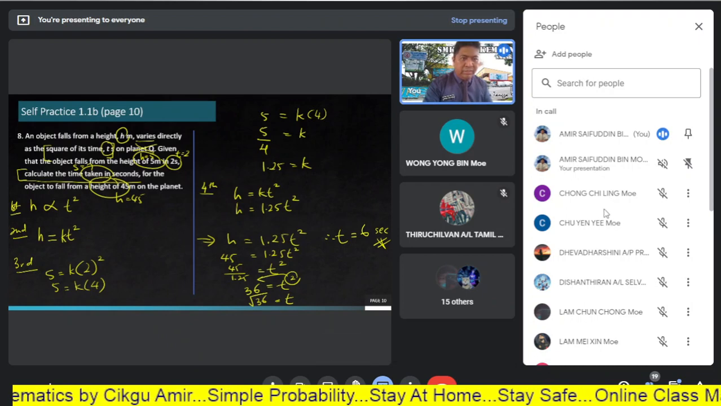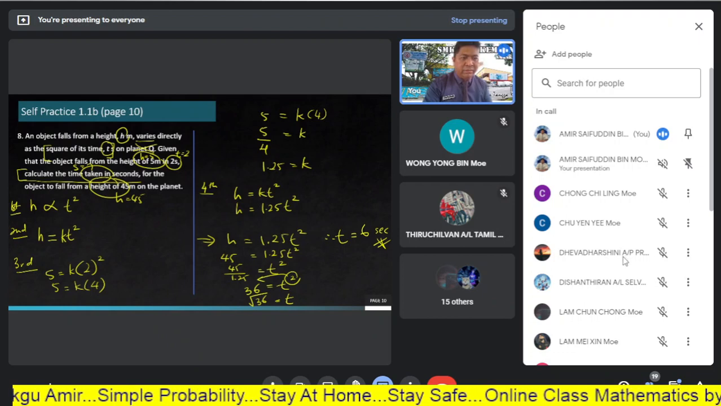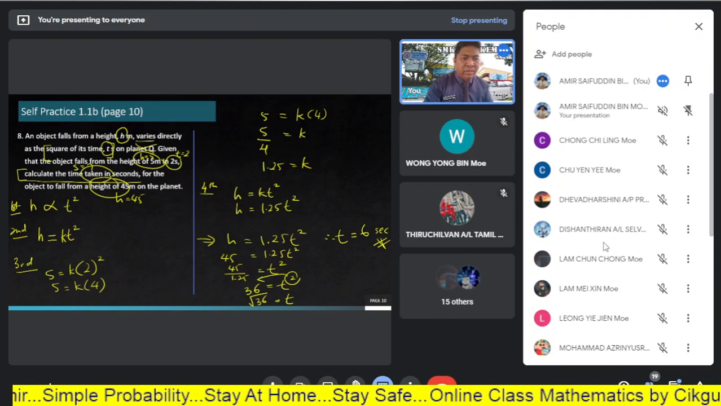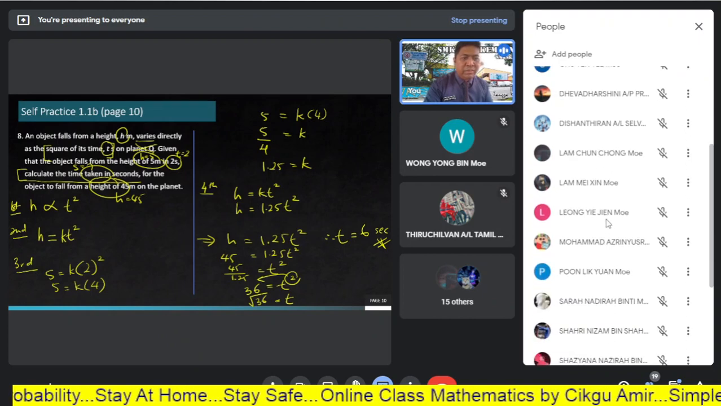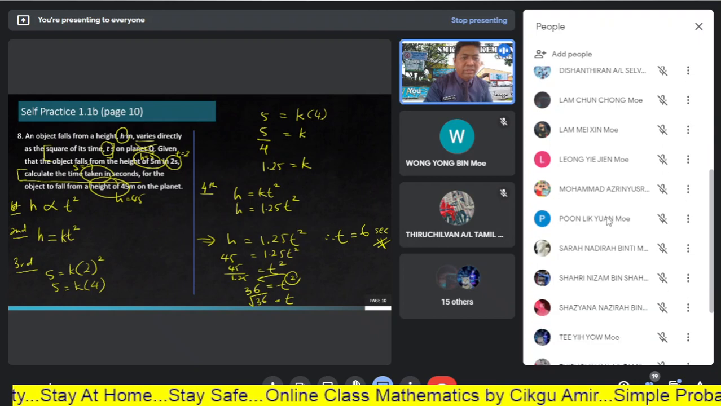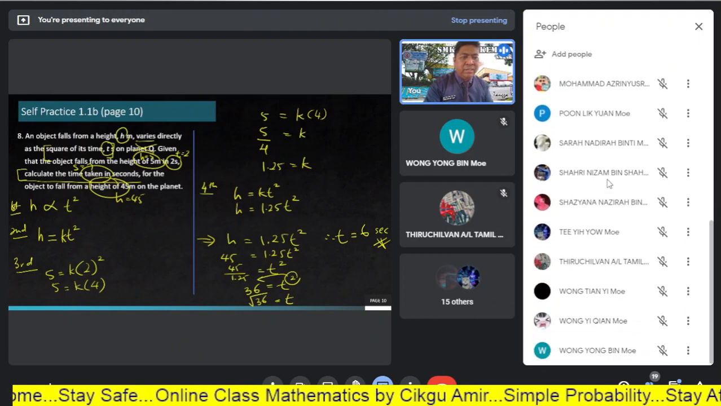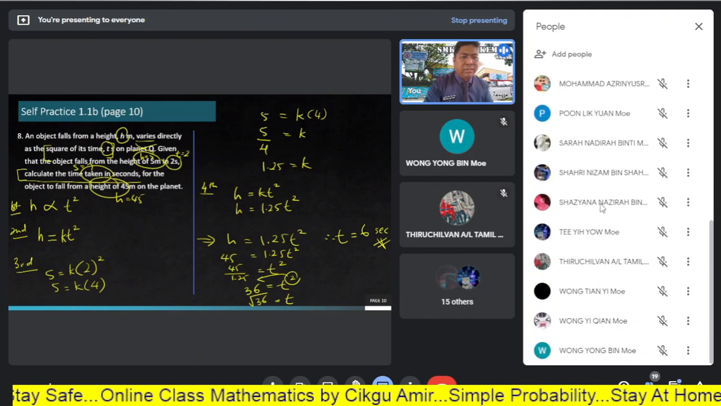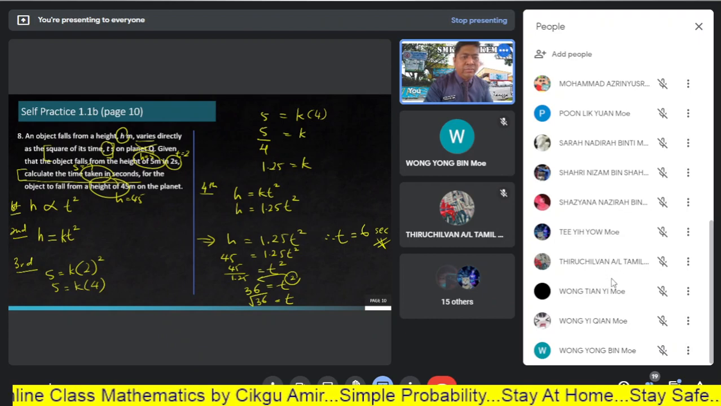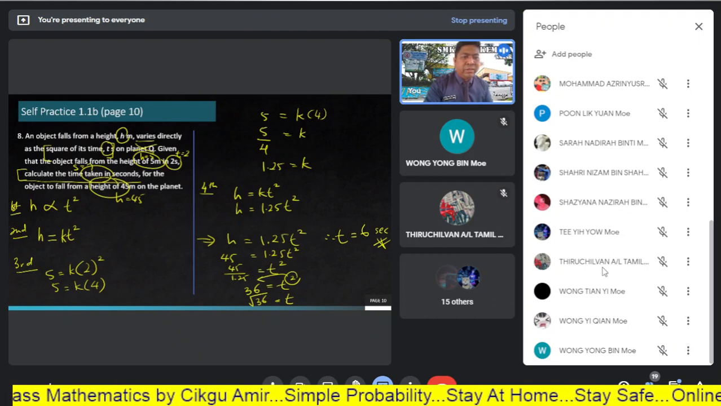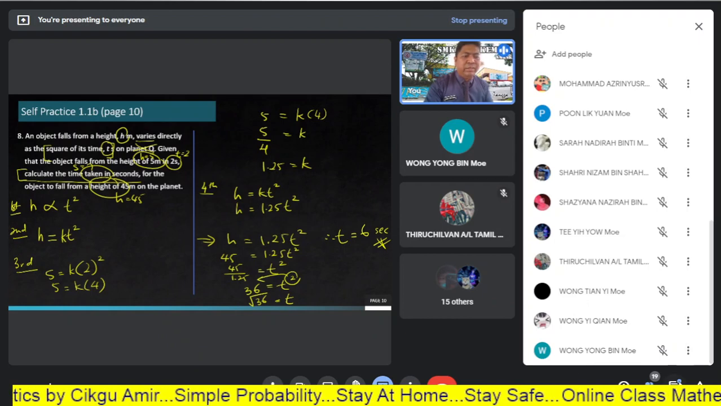Chong Chiling, Chung Yi, Dewa Hashini, Tiran, Long Tong, Long Mizing, Yeo Yi Jing, Muhammad Azwin Yusri, Pon Li Yuan, Nadira, Syahri Nizam, Syazana Nazira, Teo Chilvan, Wan Tiayi, Wang Yiqian, Wang Yo Bing.